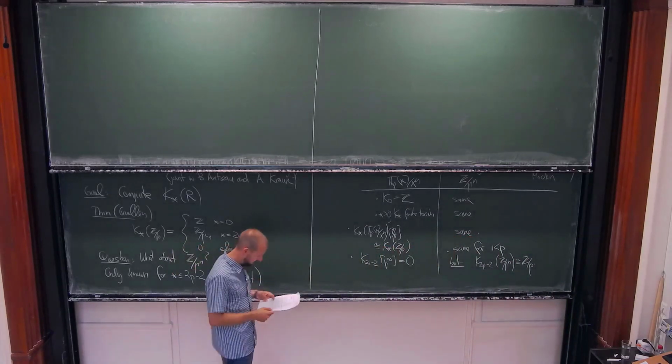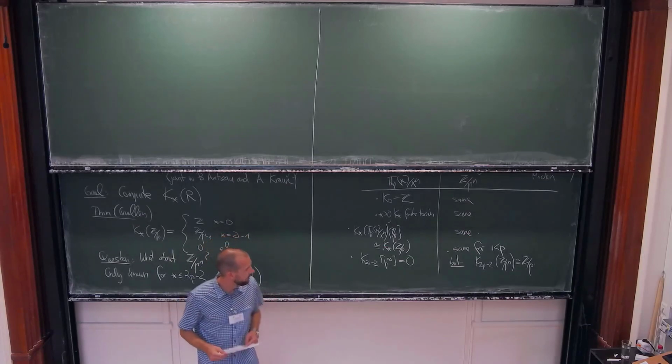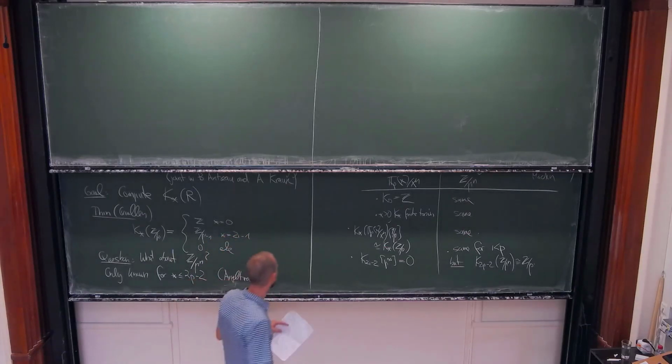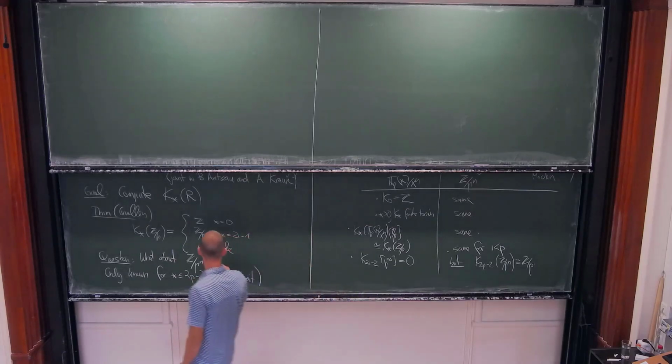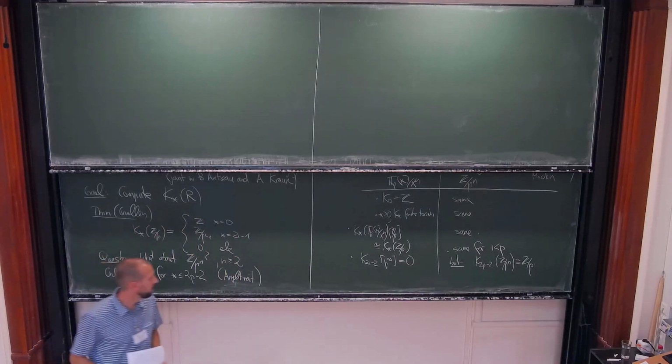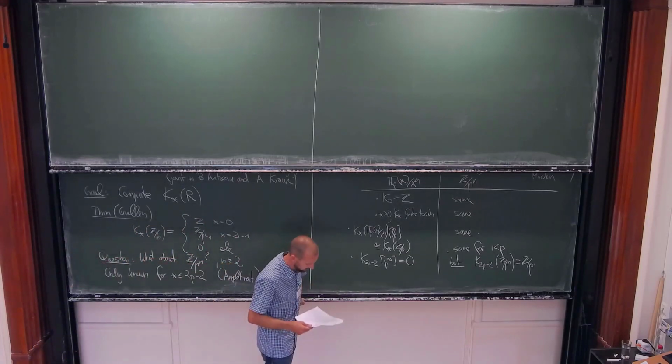So sorry, this is for n greater or equal than 2, right? Yes. I guess you're right, yeah. Let's say somewhere n greater equal to 2. Okay, so this is kind of where this fails.